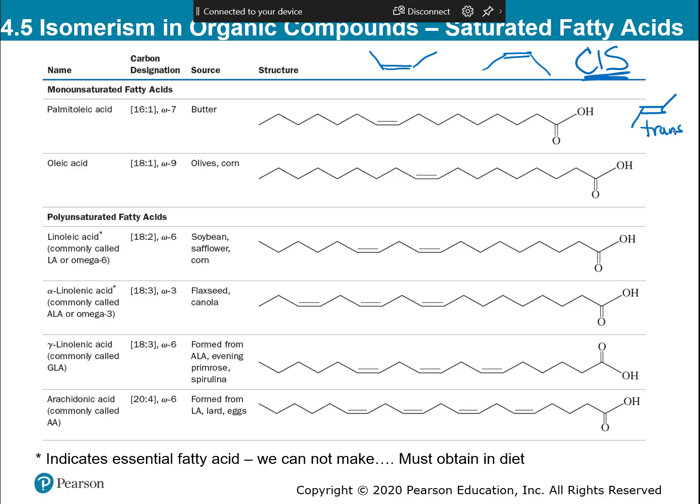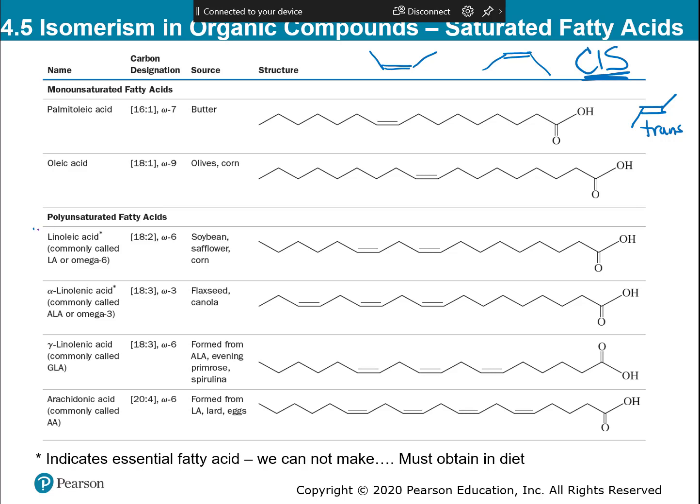So here, palmitoleic acid has 16 carbons. Oleic acid has 18 carbons. Those are monounsaturated because they just have one double bond in the chain. Polyunsaturated have 2, 3, and even as many as 4.